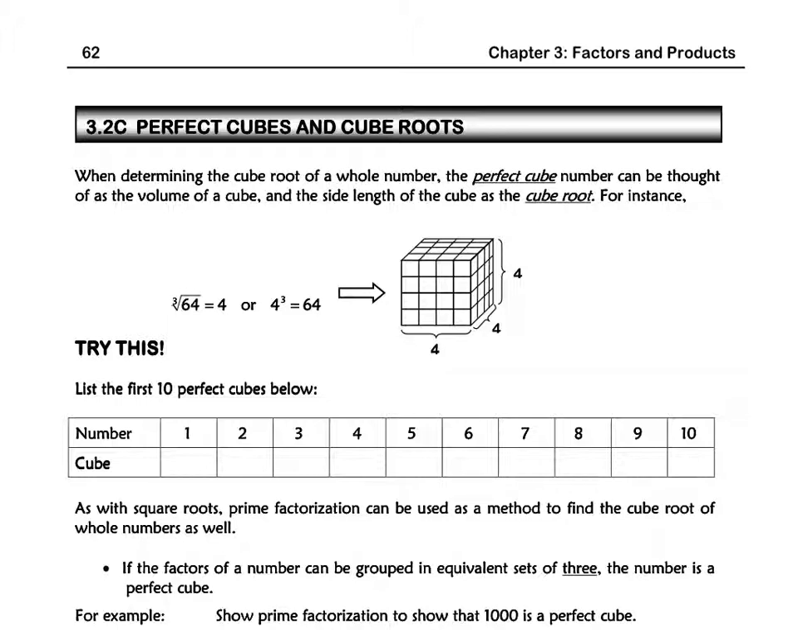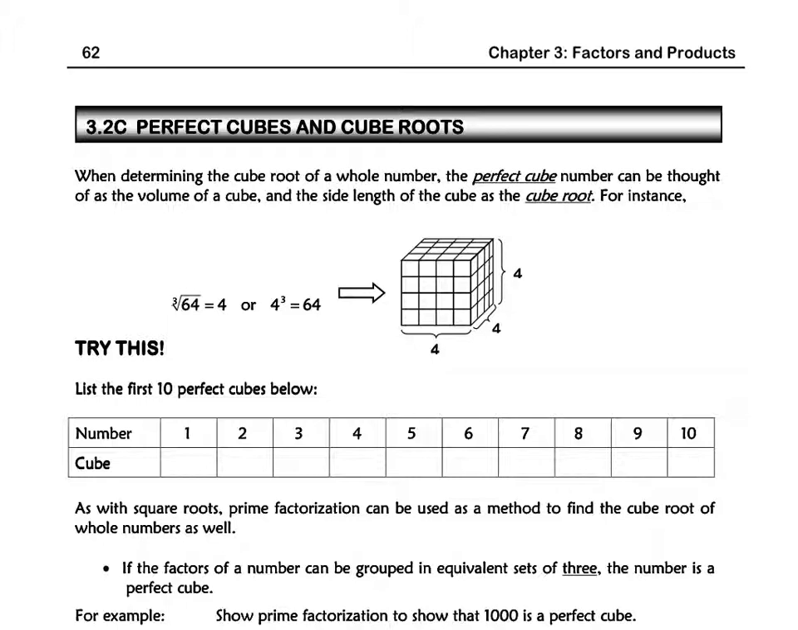So for example, the cube root of 64 would be 4, because 4 times 4 times 4 gives you 64. So 64 would be seen as the volume of the cube, and 4 would be the side length of the cube. So we're going to just familiarize ourselves with the first 10 perfect cubes.